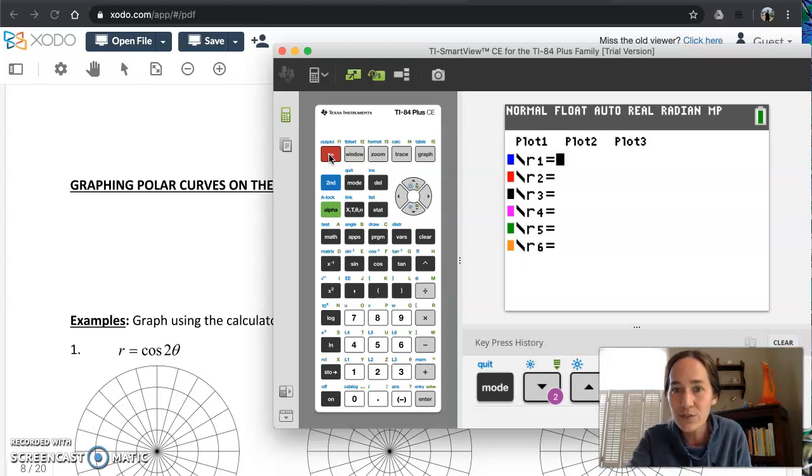You might have an equation filled in one of these slots. If you do, just go ahead and hit delete. Get rid of it and clear your screen. If you have any plots highlighted, now would be a time to turn them off.